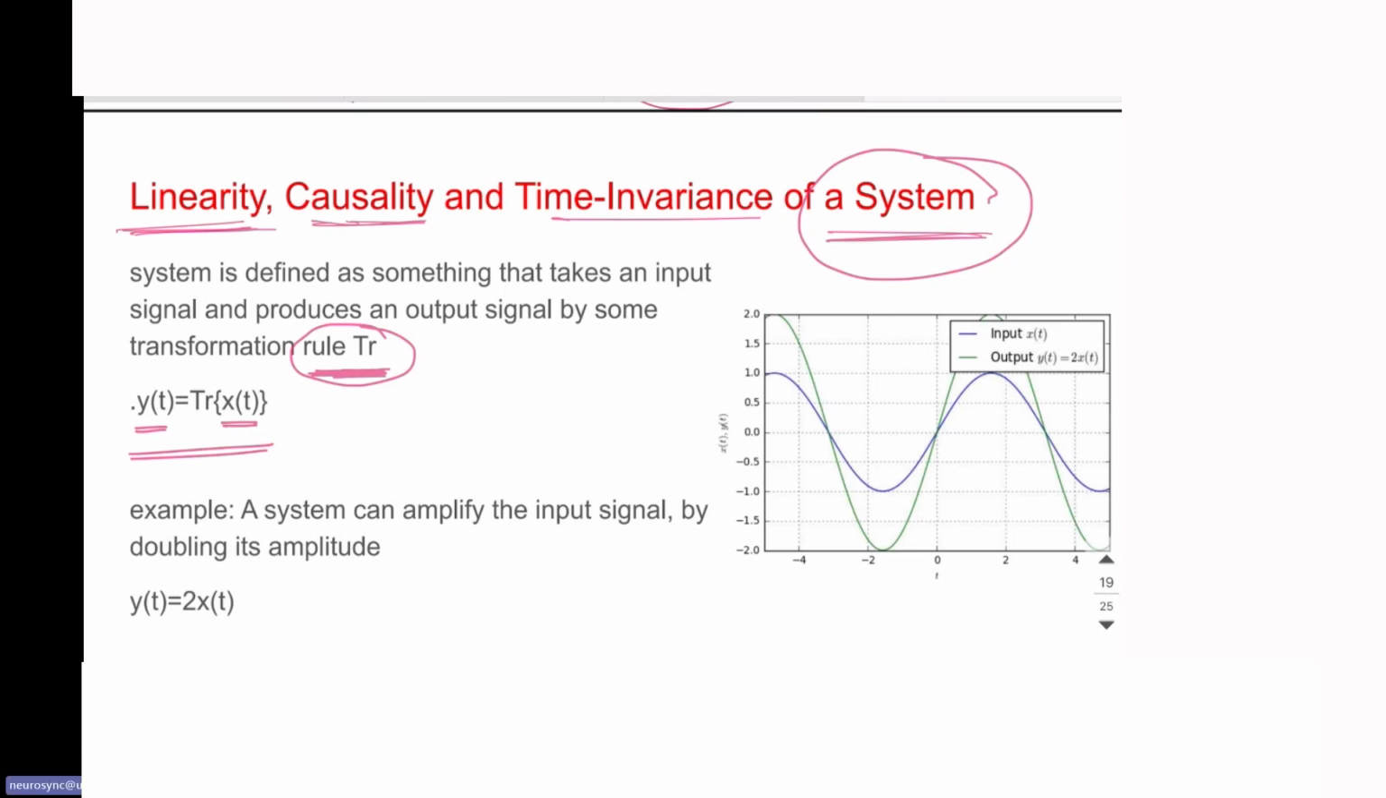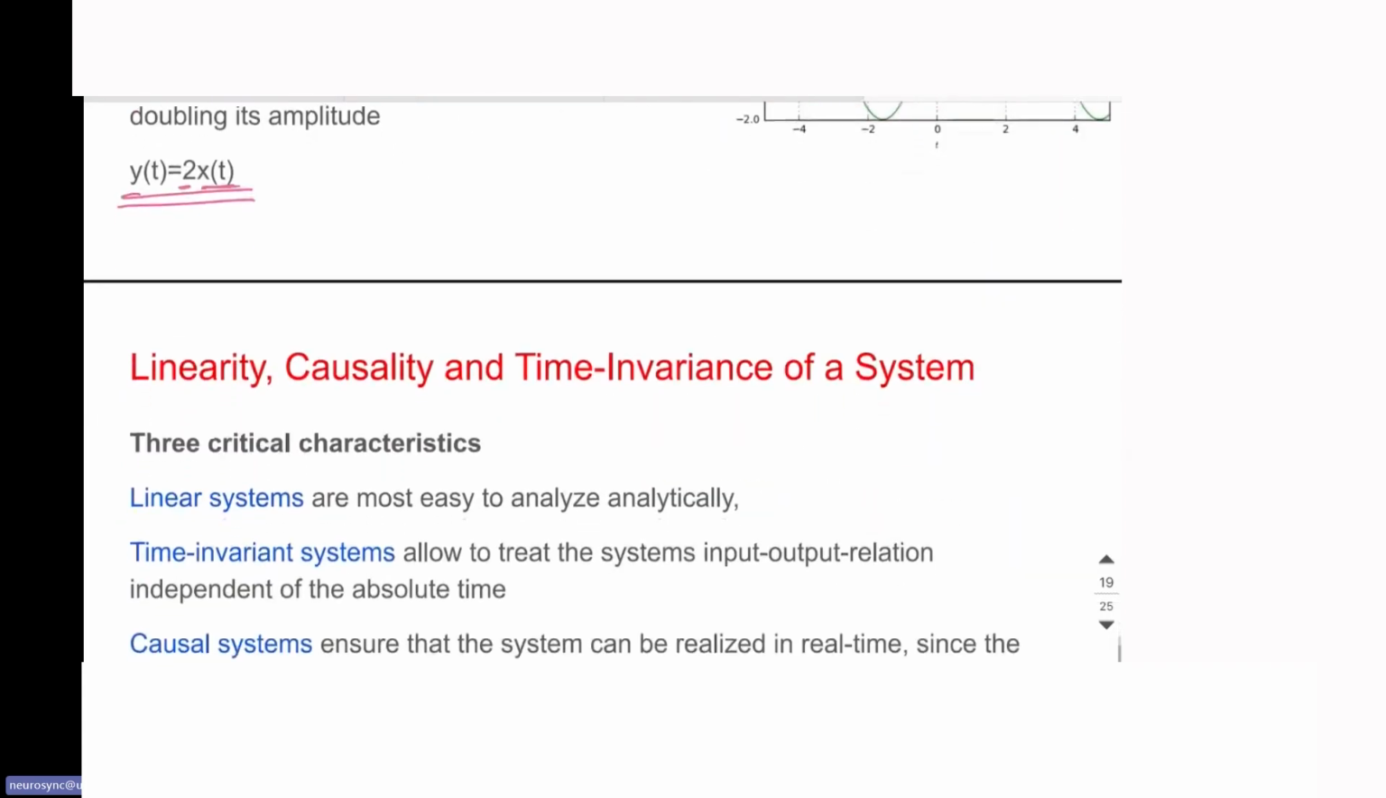Okay. Now, suppose I want a system where the output signal is doubled compared to the input signal, doubling in terms of amplitude. For this type of system, we can define the transformation rule like this: y of t is nothing but 2 times x of t. So this 2 is doubling, that is the transformation rule for that particular system.